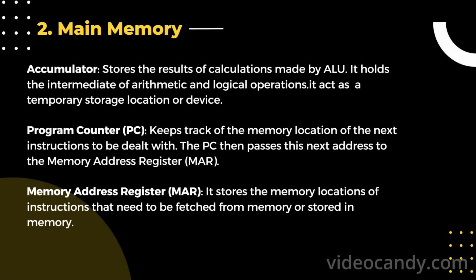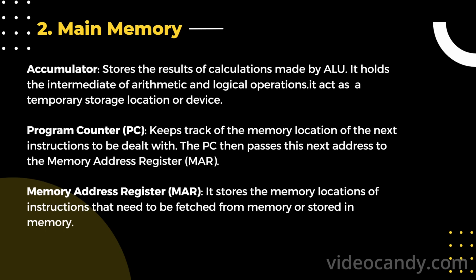So the second unit of the basic structure is main memory. The accumulator stores the results of calculations made by the arithmetic and logic unit. It holds the intermediate results of arithmetic and logic operations, and it acts as a temporary storage location. The program counter keeps track of the memory location of the next instruction to be dealt with. The PC then passes this next address to the memory address register.